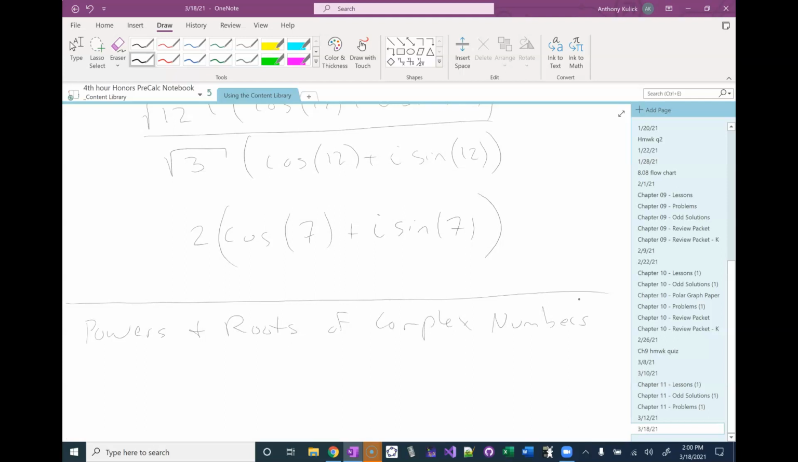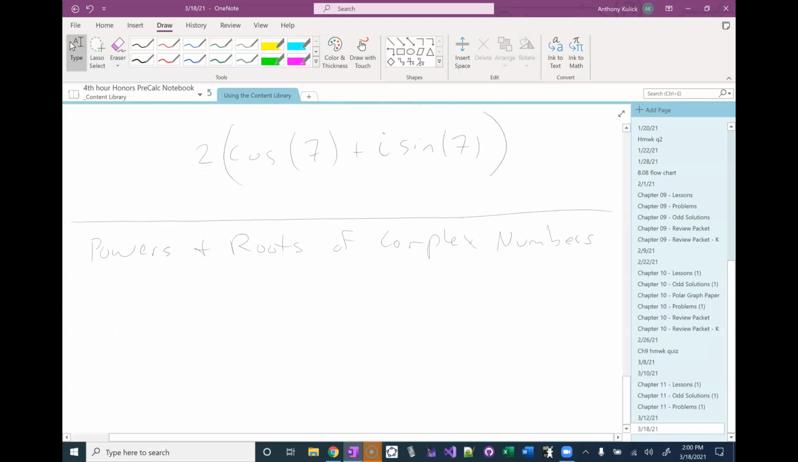So, powers and roots of complex numbers. It's not so bad. The key is using the trigonometric form. Okay?